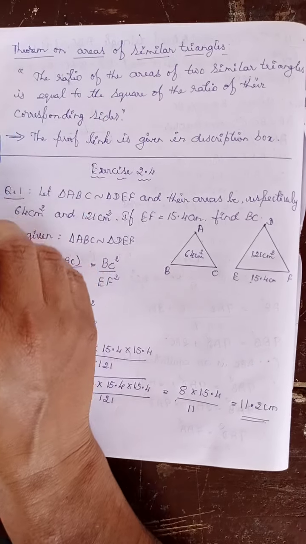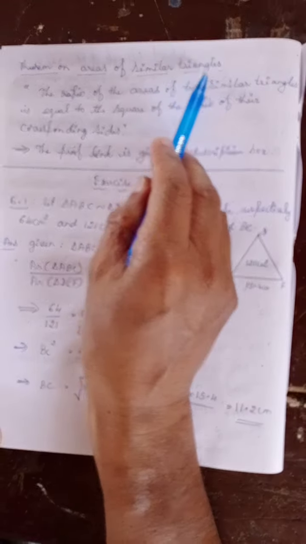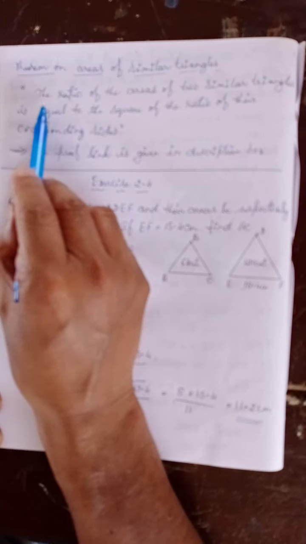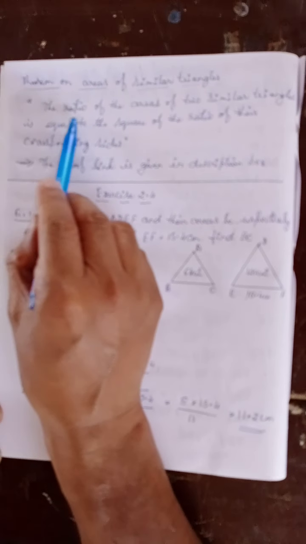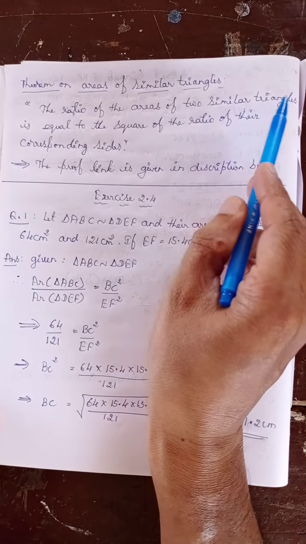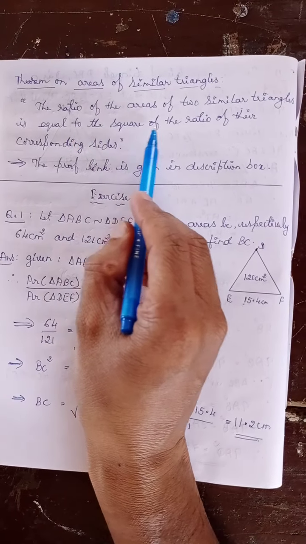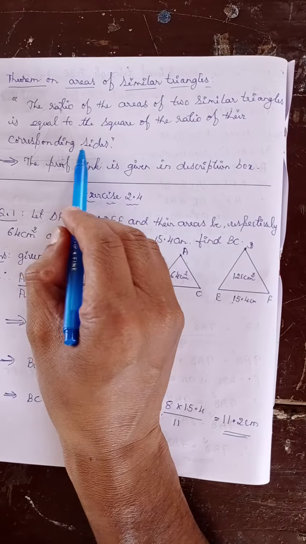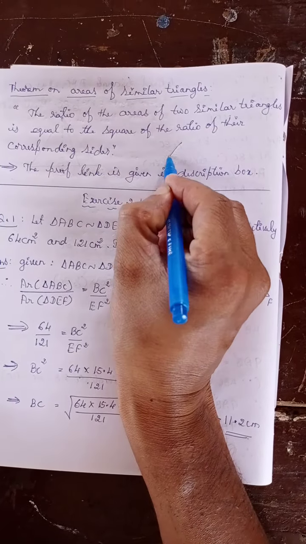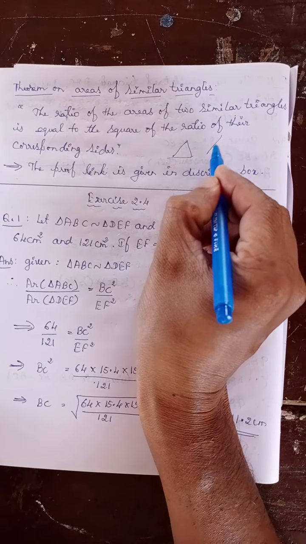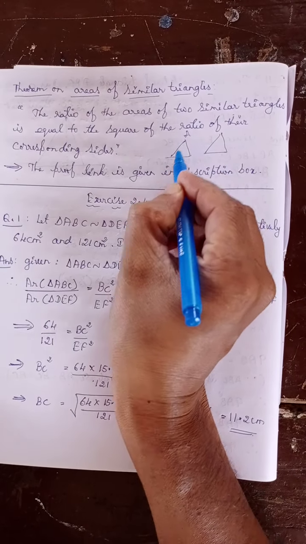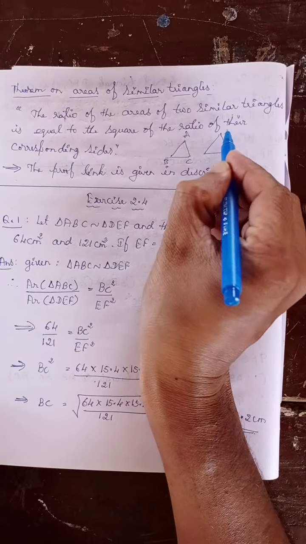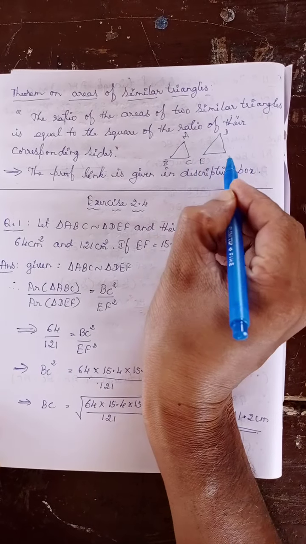Welcome dear students. Now we can see the theorem on areas of similar triangles. The statement of the theorem is like this. The ratio of the areas of two similar triangles is equal to the square of the ratio of their corresponding sides. That means, suppose we have two similar triangles given, we say that this triangle is ABC and this triangle is DEF.